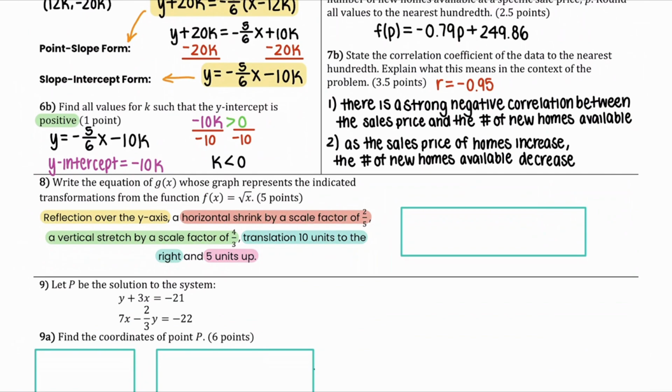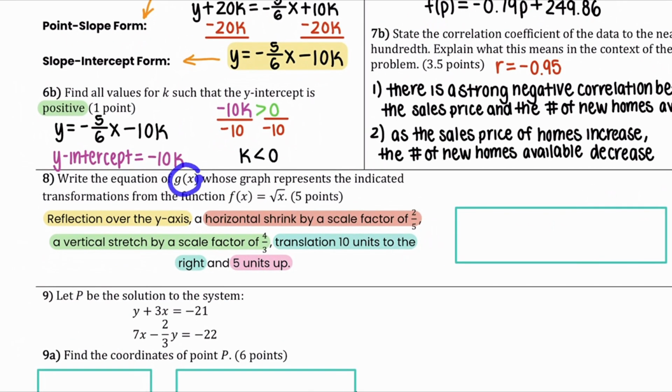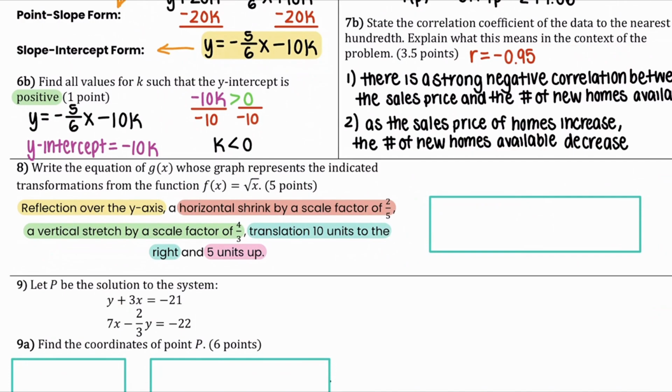Okay. Looking at number 8. Number 8 looks kind of crazy, but if you want to bring color and use that on the exam, you're more than welcome to. Here we have: write an equation g of x whose graph represents the indicated transformations from the function f of x equals square root of x. That's our original function, and we're going to do all of these transformations to create g of x. First things first, we have to write g of x equals, because that's what the problem is asking for.